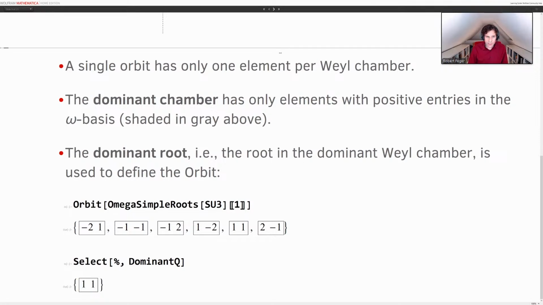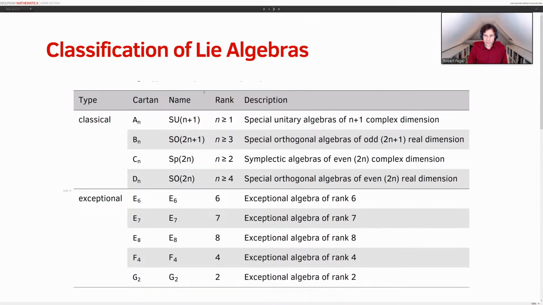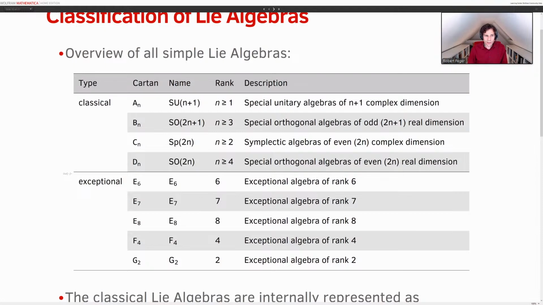Okay, let's continue. Classification of Lie algebras. When you study all possible root systems, it turns out that there's only a limited number, and Cartan did that. He found out that there are two types: the classical Lie algebras and the exceptional Lie algebras, and he labeled them in the Cartan labeling with A, B, C, D, E, F, and G.